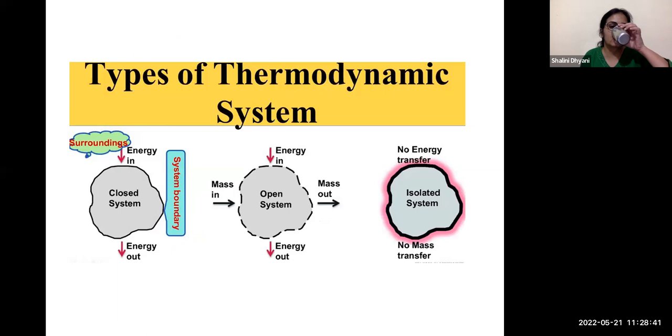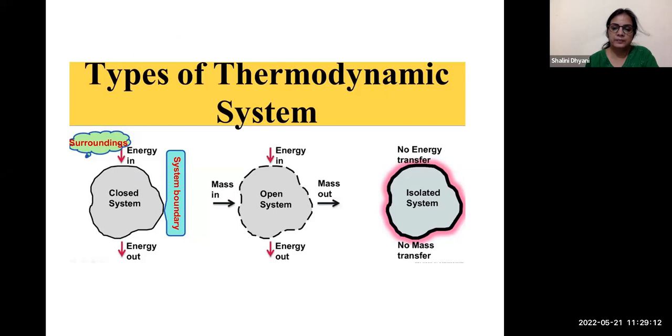Now, if you see the types of thermodynamic system, thermo means thermal energy or heat, as you can understand better. Dynamic, it's a dynamic entity. It's never in a static phase. It's always in a dynamic phase. Energy has this tendency to be in a dynamic phase and it can transform from one kind of energy to another kind of energy. Now, again, we have three kinds of systems.